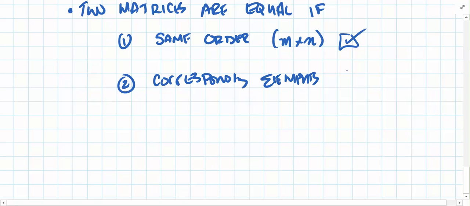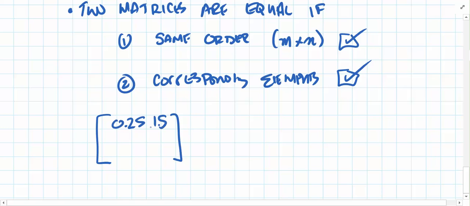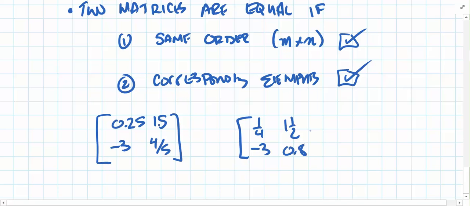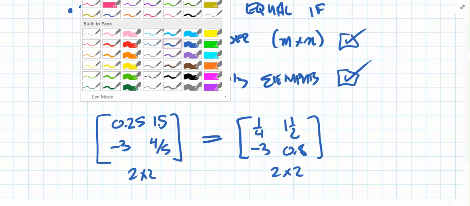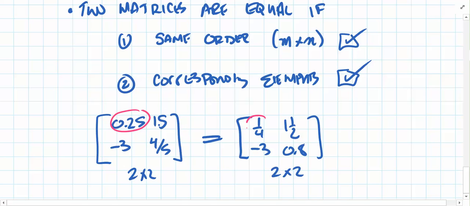For example, here's 0.25, here's 1.5, -3 and 4/5. And here's another different matrix, which is a fourth, 1.5, -3, and 0.8. These two matrices are equal because they meet the two conditions. This is a 2 by 2, this is a 2 by 2, so their order is the same, and every corresponding element is the same value. It's pretty straightforward. It's exactly what you think it would be. That and that are the same, and then 1.5, and then 1 and 1 half are the same.